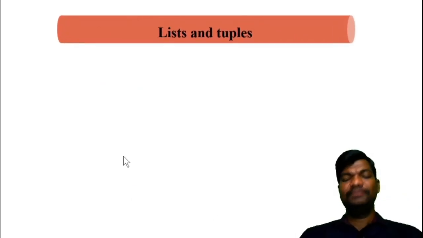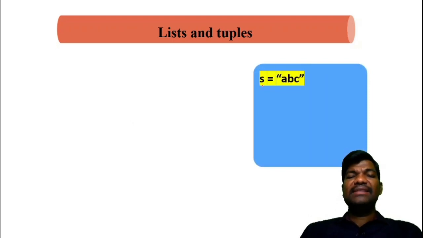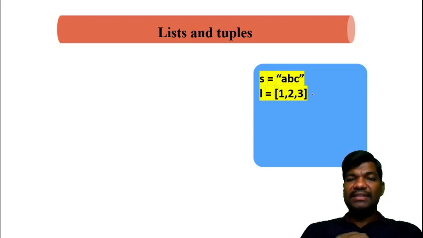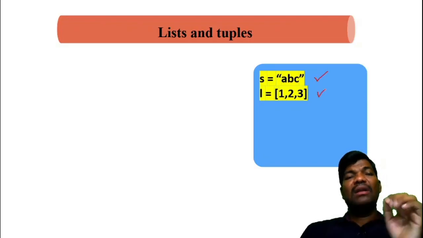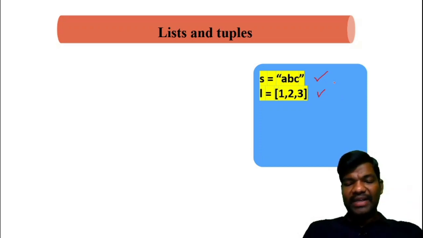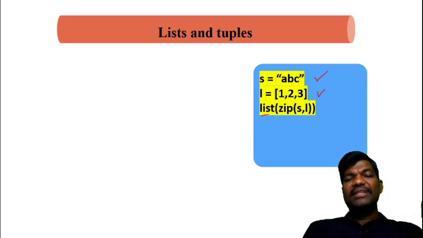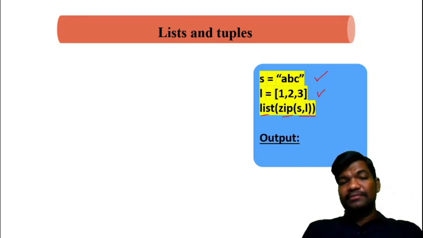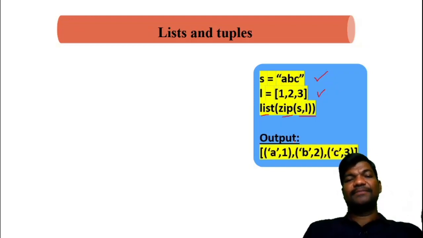Coming to the first one, lists and tuples. Consider one example first. S equal to ABC, this is a string. L equal to 1, 2, 3, this is a list. Now, how to combine a string and a list? See here, list of zip of S comma L. So what is the output? Check this. The output is like this.